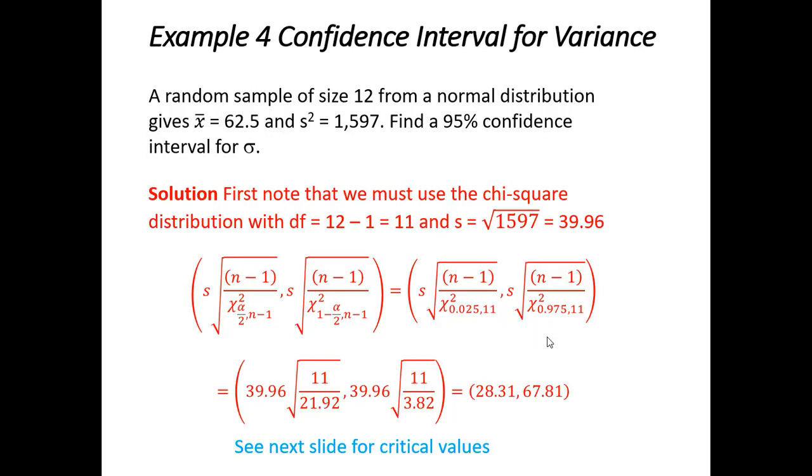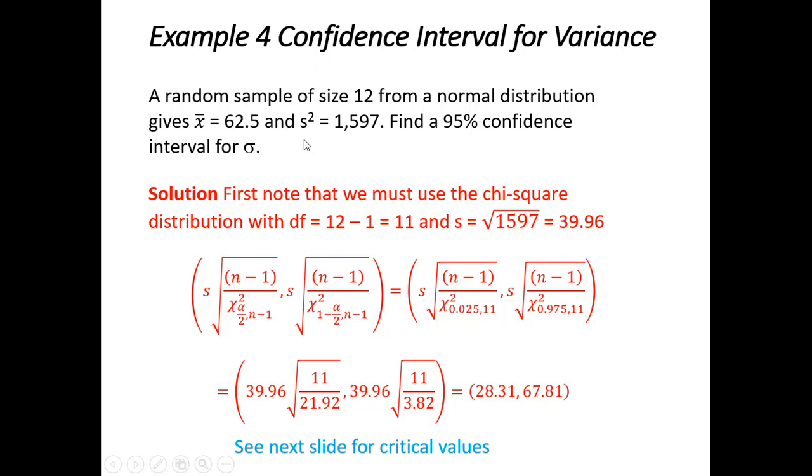Let's begin by looking at a confidence interval for variance. Suppose we have a random sample of size 12 from a normal distribution. And let's say we know that we got a sample mean of 62.5 and a sample variance of 1597. We're asked to find the 95% confidence interval for the standard deviation. Notice this is the population standard deviation.